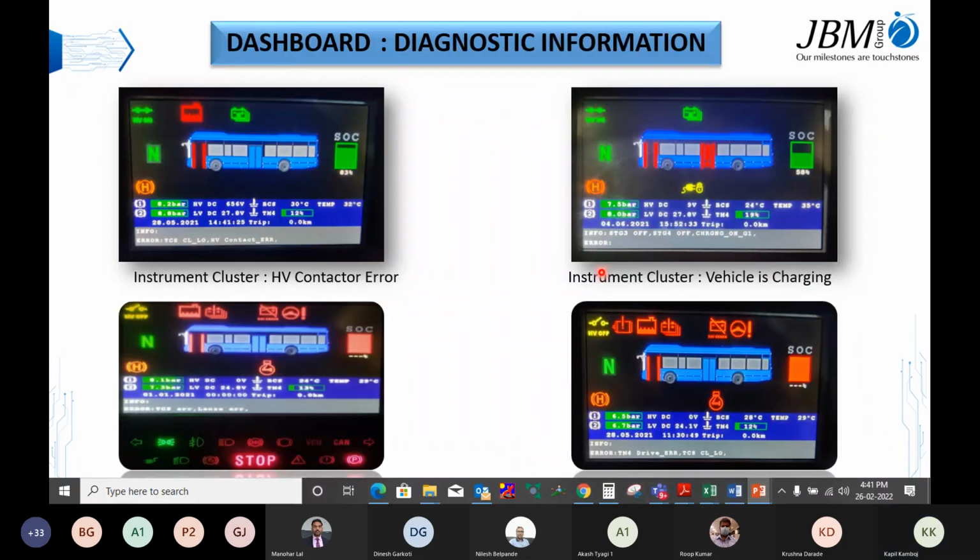And we tried to place some pictures with the error itself, like for the instrument cluster, if there is an HV contactor error. Why this HV contactor error has arisen will be explained in the PDU page, but it is written here as HV contactor error. And similarly, we have tried to place that if the vehicle is in charging mode, you can see the symbol that the charger is connected.